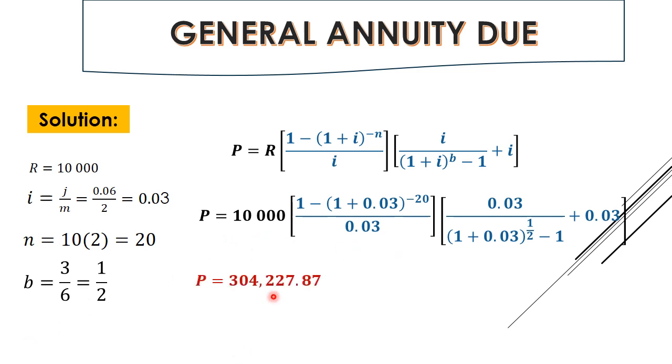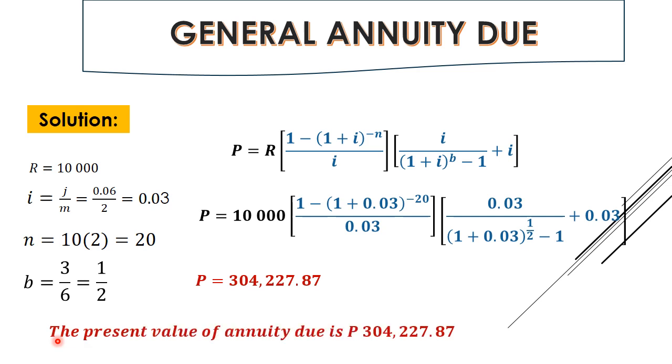We get a result of 304,227.87 as the present value. Which means that the present value of the annuity due is 304,327.87 pesos. So that's how we calculate the present value of a general annuity due. And also, to compute the future value, we do the same process, but we use a different formula, which is the formula for the future value of the annuity due.